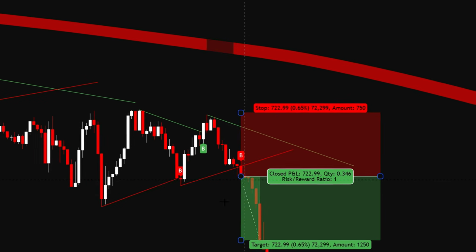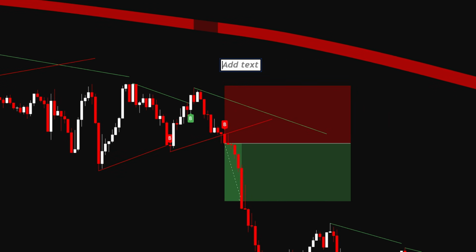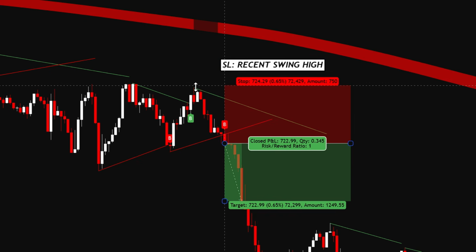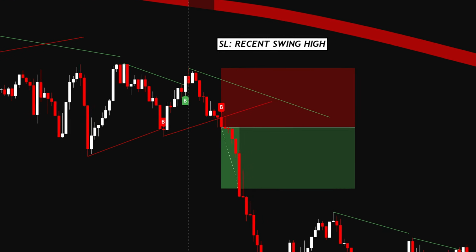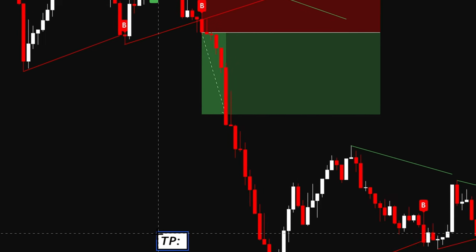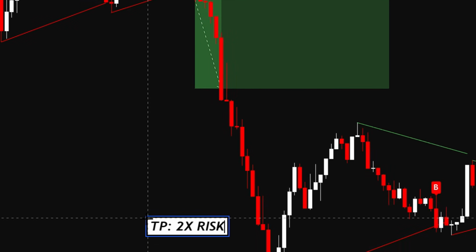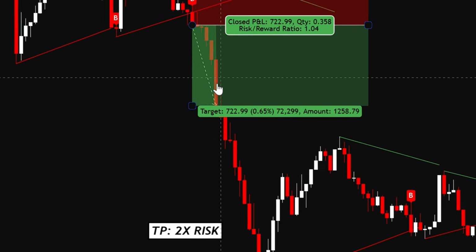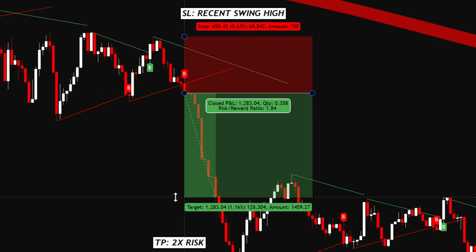Risk management is super important. Always risk 1% per trade. Place a stop loss just above the recent swing high for sells and below swing lows for buys. Take profit at 2x risk. Even if you have a few losses, your account stays safe and your winners cover them. Keeps you in the game when things get messy.